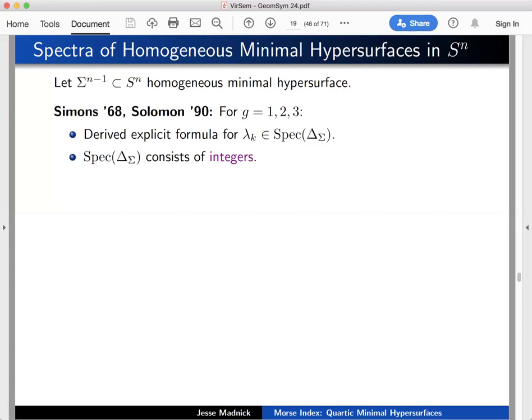So in the G equals 1, 2, and 3 case, Jim Simons and Bruce Solomon were able to derive an explicit formula for the eigenvalues. By an explicit formula, I mean they get some sort of polynomial, and you just plug integers into this polynomial, and out come the eigenvalues, right? You sort of have a parametrization of the eigenvalues. They're given by a complicated polynomial with integer coefficients, but in particular, they get an explicit formula, and the spectrum of the Laplacian consists of integers.